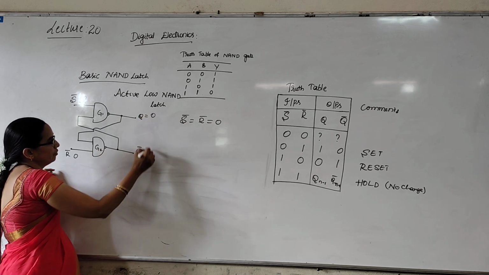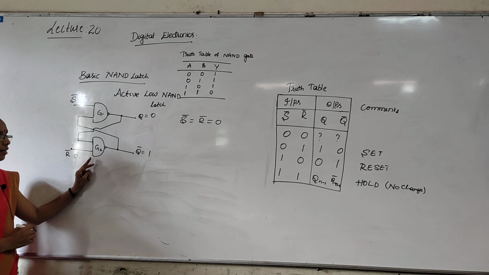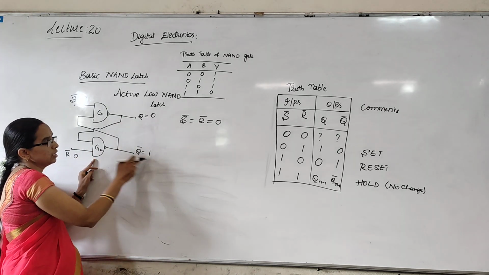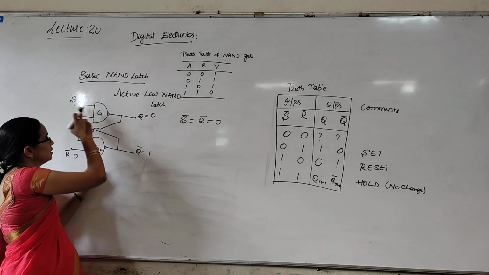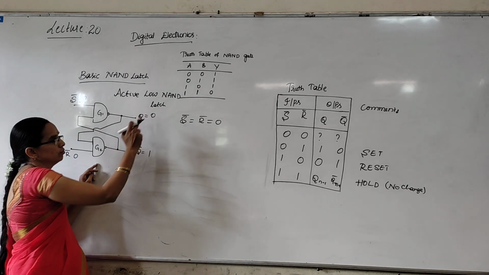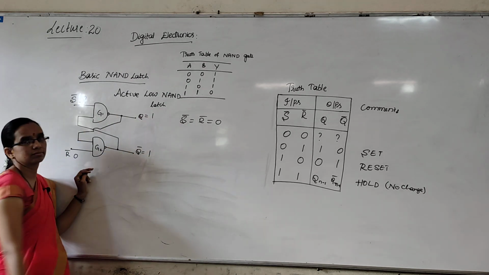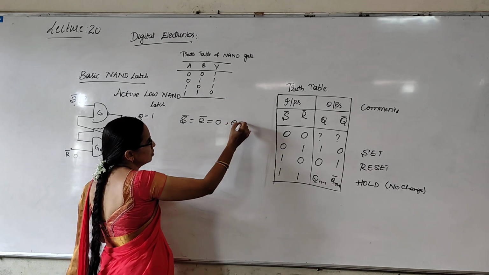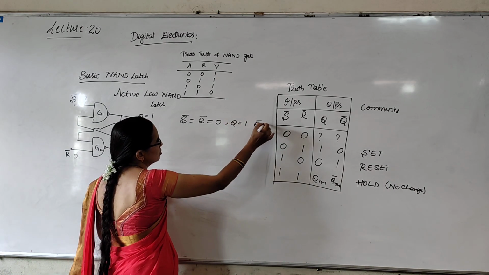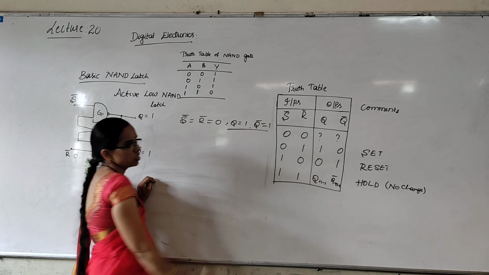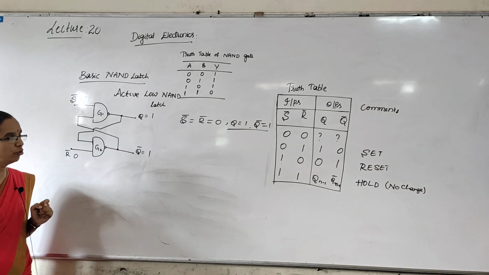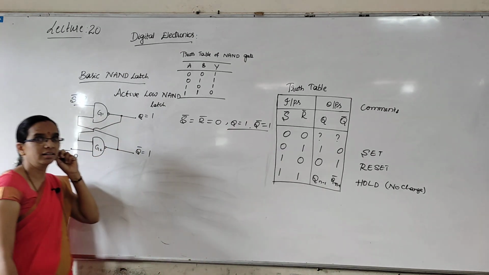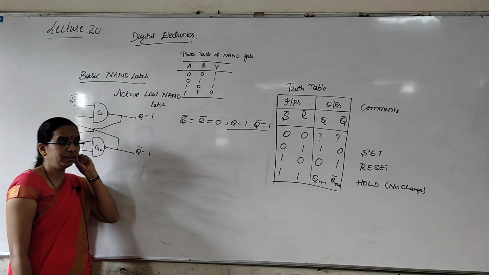Earlier it was 0 and 1, I will consider this gate first. If I consider this gate first, for 0 and 0 it is 1, and 1 and 0 it is 1 only. So what happened? Q also 1 and Q bar also 1, which cannot be possible. We have told that the outputs are complementary, but still let it be 1 and 1.